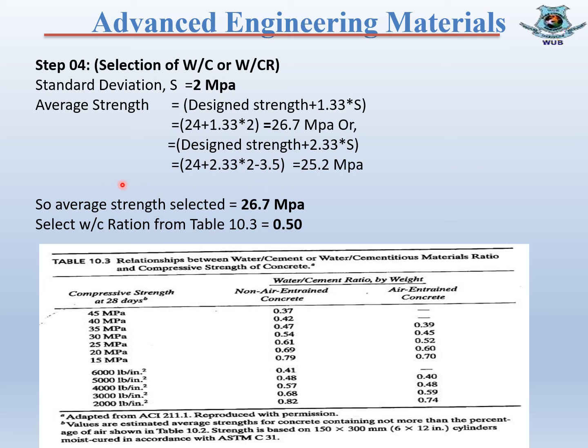And using this average strength, we have to select the water cement ratio from this table. In this table, these are the compressive strength, these are the water cement ratio, and this is for non-air entrained concrete, and this is for air entrained concrete. As our concrete is air entrained concrete, we will use this column. The average strength is 26.7. Here 26.7 is in between 30 and 25, so we have to interpolate between these two values, 0.45 and 0.52. We obtained the water cement ratio as 0.5.